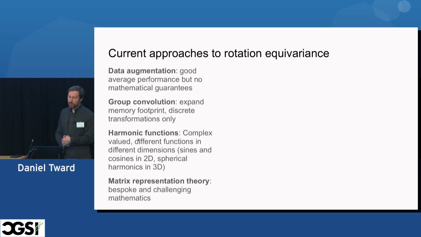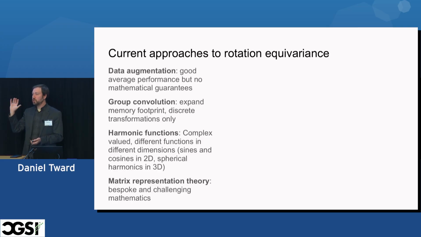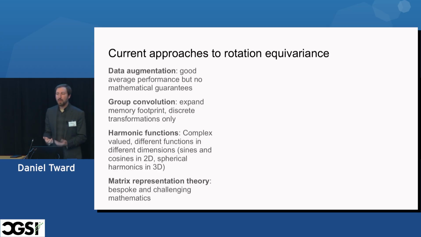Another approach people have used in the literature is using harmonic functions. So for example, if you deal with sines and cosines on a circle, where one is real and one is complex, if you rotate the input, the output is multiplied by a complex phase. And people have constructed methods for these to work in similar applications in 2D. And instead of sines and cosines, we can do something similar with spherical harmonics in 3D.